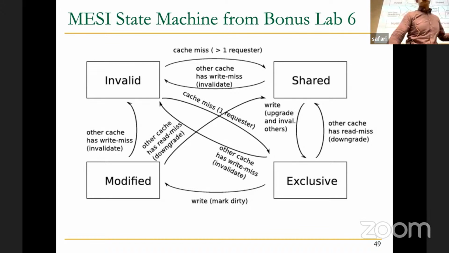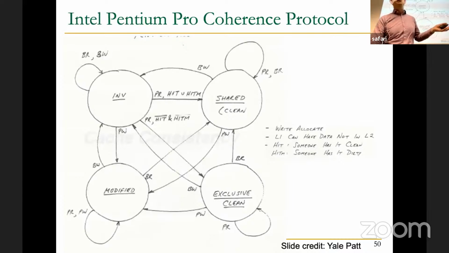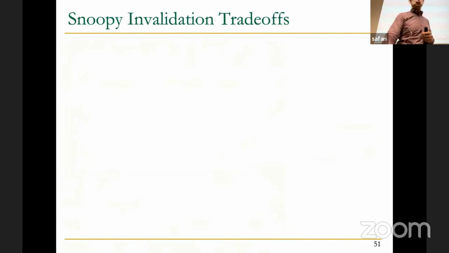Okay, and this is the state machine, and you can take a look at it. This is very similar to Intel Pentium Pro. I'm not going to cover it. Essentially, Intel Pentium Pro was one of the first processors that implemented the MESI protocol, and it worked, but it had bugs also. So basically, coherence protocols are not easy to get right.